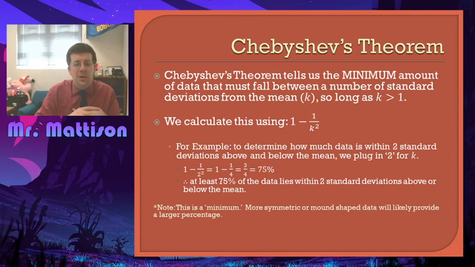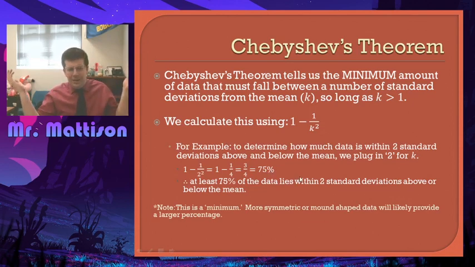Okay, so the formula which we use for it is 1 minus 1 over k to the second, where k is the number of standard deviations from the mean. So if k is 2, then we're 2 standard deviations from the mean on both sides. So my little example here, right? If I plug in 2, I get 1 minus 1 over 2 to the second. That's 1 minus 1 over 4. So 1 minus a fourth is 3/4, also known as 75%.